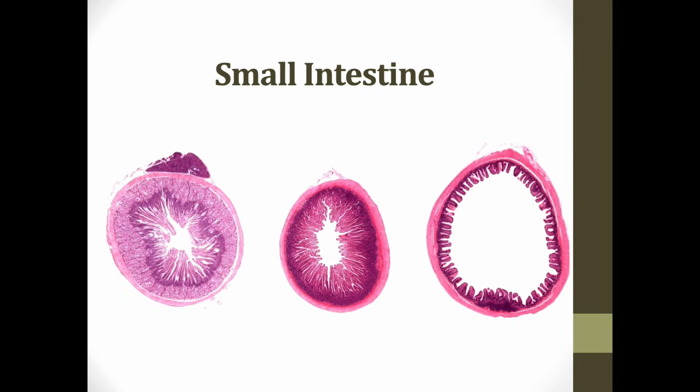So these are the three different parts of the small intestine. The duodenum with submucosal glands, then the jejunum with well developed, numerous villi, and the ileum with Peyer's patches. Such Peyer's patches are lymphoid organs with M cells, microfold M cells.